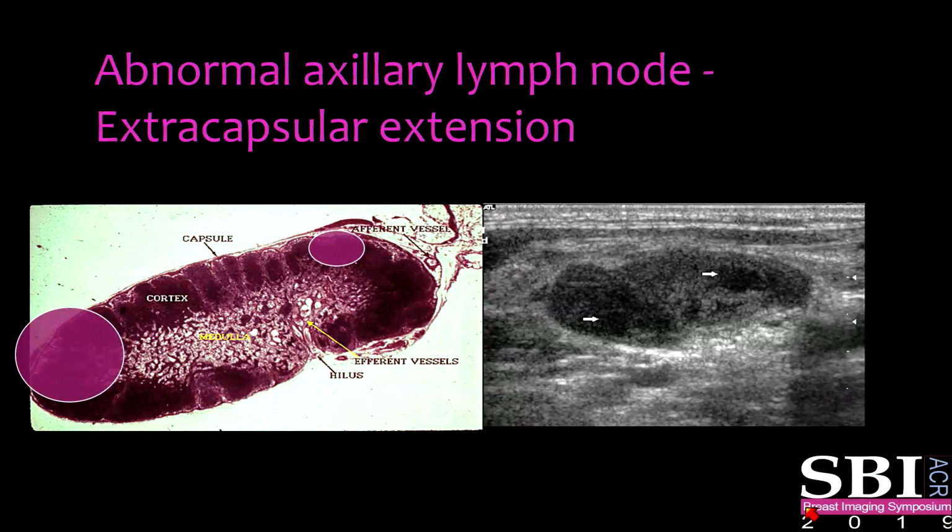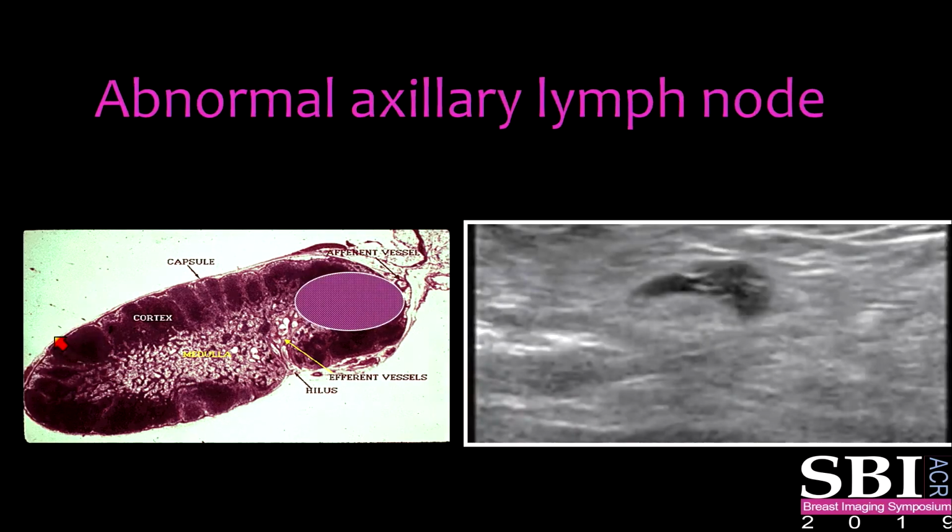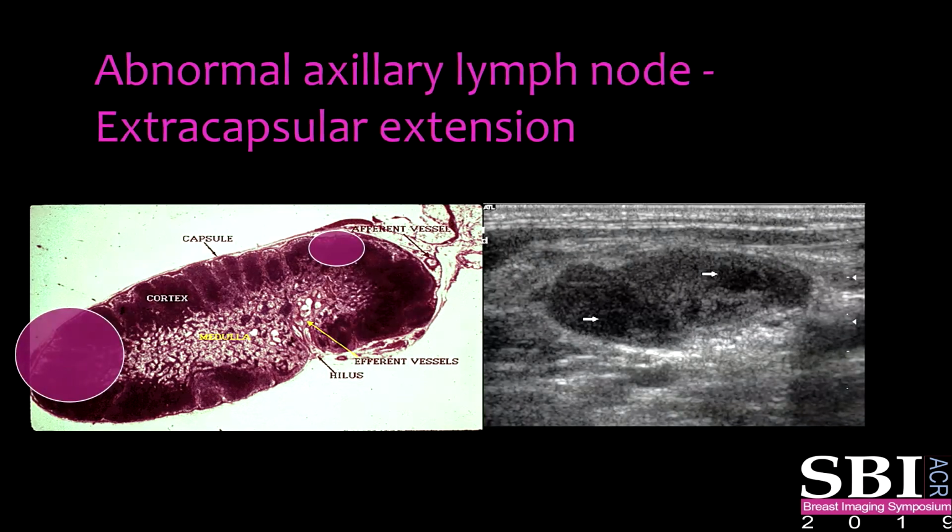So the other thing you can get is a combination of all of these. And then if the tumor extends beyond the capsule and there is extracapsular extension, the morphology of the lymph node changes completely, and you get an appearance of distorted morphology and sometimes even a spiculated mass within the axilla.